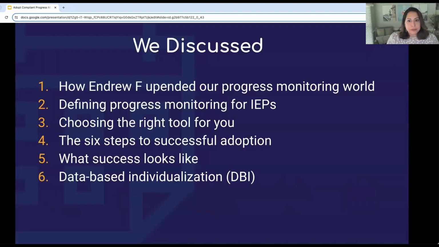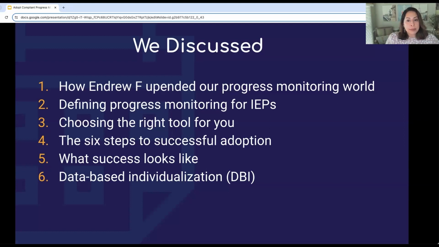Yep, we went through a lot of information today. So as a reminder, we will be sharing the slides, the recording, and any of the resources that we mentioned throughout in our follow-up email. So today we reviewed the impact of Andrew F. on how we progress monitor today, what constitutes valid and reliable progress monitoring as it relates to measuring growth on IEPs, selecting the right tool, and remember, start with the NCII tools chart, but also think about tools that are going to make your teachers' lives easier.